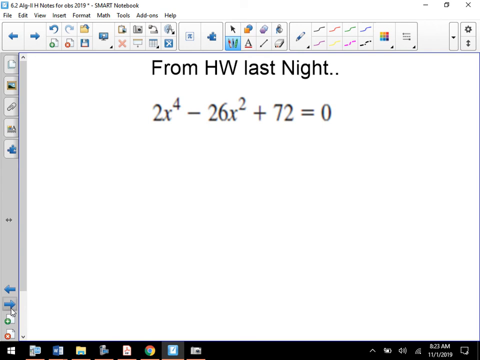Now, homework last night. We did this problem last night. What are the tails doing? Going up. They're both up, right? Do you remember what the zeros were for that problem?